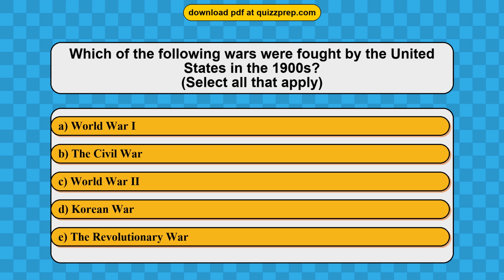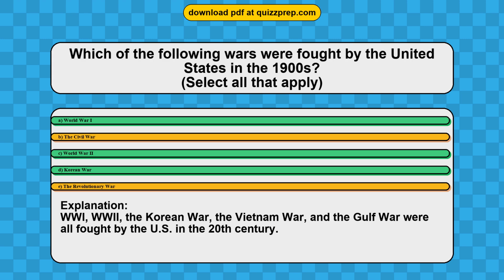Question 39. Which of the following wars were fought by the United States in the 1900s? Option A, World War I. Option B, the Civil War. Option C, World War II. Option D, Korean War. Option E, the Revolutionary War. The correct answers are options A and C and D. World War I, World War II, Korean War. WWI, World War II, the Korean War, the Vietnam War, and the Gulf War were all fought by the U.S. in the 20th century.